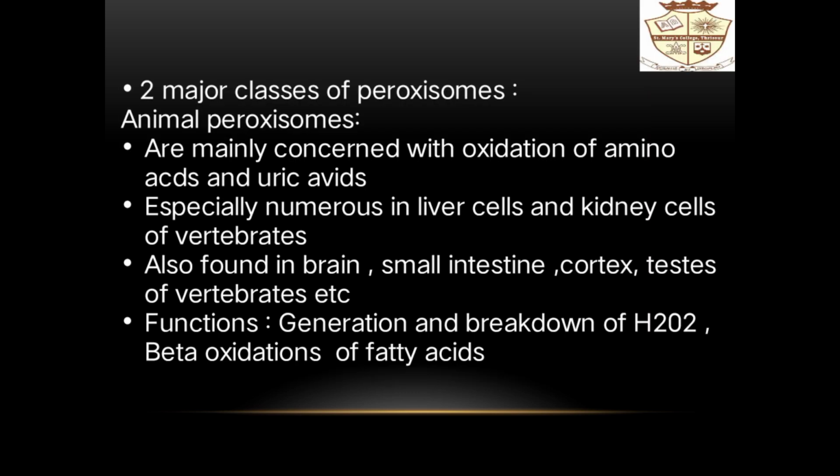Two major classes of peroxisomes: the first is animal peroxisome and the other is plant peroxisome. Animal peroxisomes are mainly concerned with the oxidation of amino acids and uric acids, and are especially numerous in liver cells and kidney cells of vertebrates. Also found in the brain, small intestine, cortex, testes of vertebrates, etc. Functions: generation and breakdown of H2O2, and beta oxidation of fatty acids.